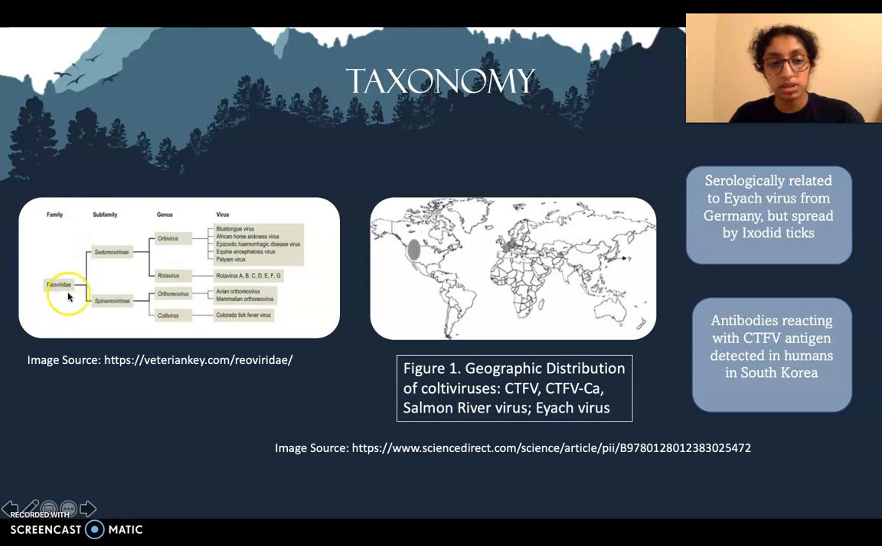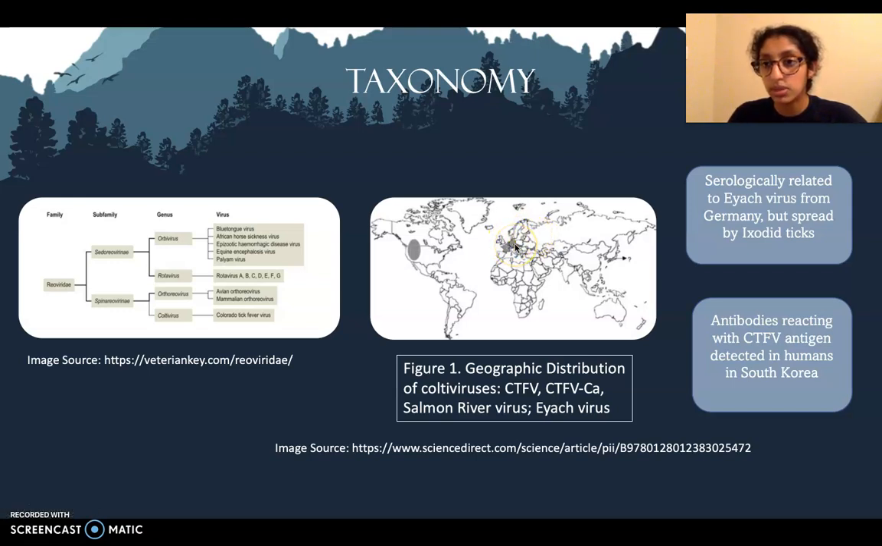Taxonomy, like I said, it belongs to the family Reoviridae. It also belongs to the subfamily Spinareovirinae, and the genus is Coltivirus. There are other coltiviruses that are related to CTFV, one being CTFV California, which was a species that was isolated from a white hare in California. Then there's also the Salmon River virus. So these three are found in North America. If you look across along the same latitude, you'll find what's known as the Eyach virus in Germany and France.